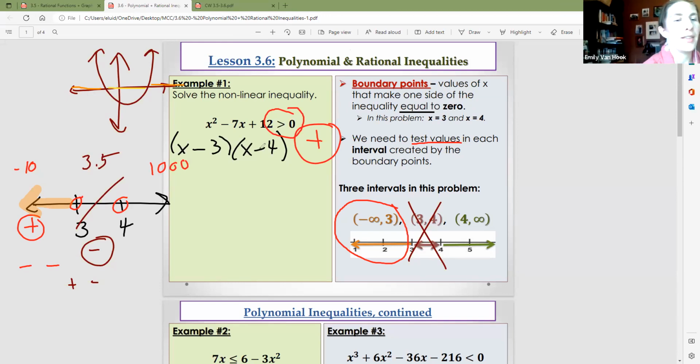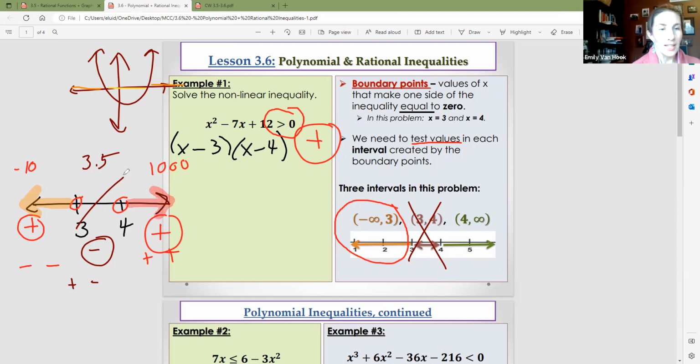So 1,000 minus 4, that's positive. 1,000 minus 3, also positive. Positive times positive is positive. See how, again, I'm not paying that close attention to the actual number. I'm paying attention to the sign and whether the factors multiply to a positive or a negative. So whether you plugged in a 5 or 1,000, you should get a positive result. That means it does make the inequality true, greater than 0, so we will include that interval in our solution set.